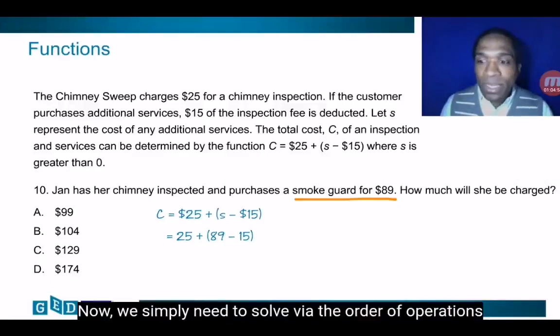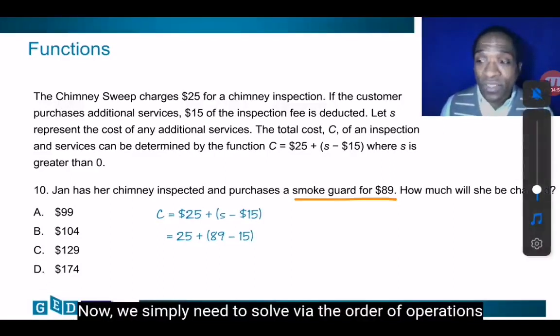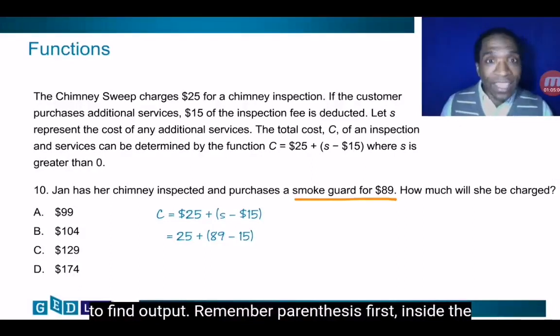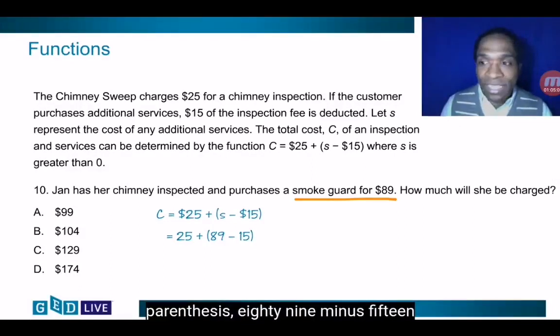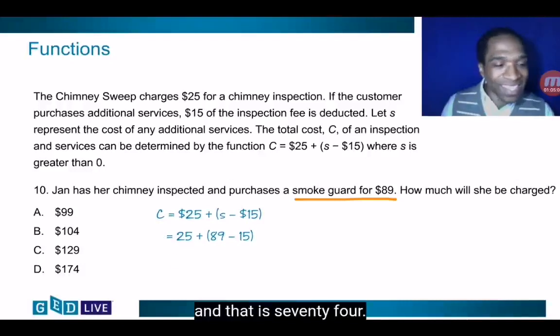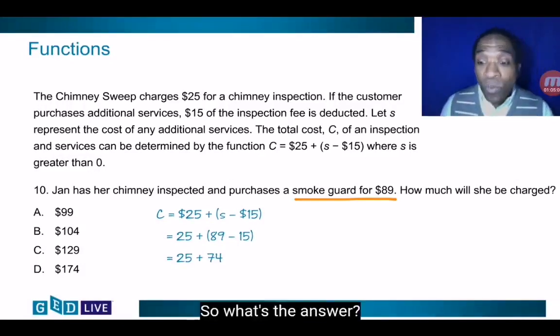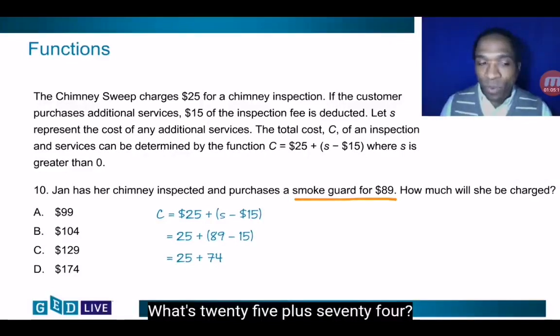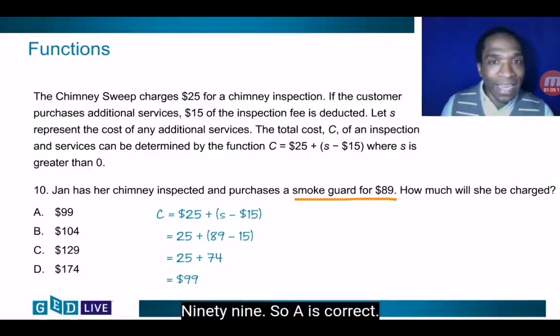Now, we simply need to solve via the order of operations to find the output. Remember, parentheses first. Inside the parentheses, 89 minus 15, and that is 74. So what's the answer? What's 25 plus 74? 99. So A is correct.